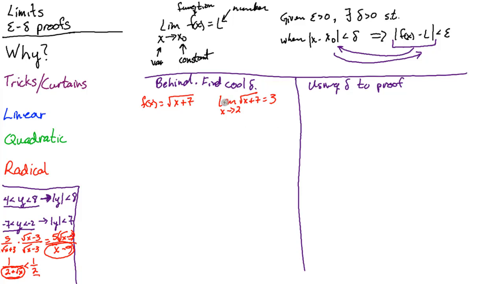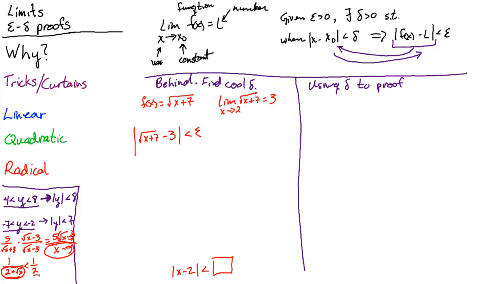So again, we're going to go behind the scenes. We know we're going to try to end up with square root of x plus 7 minus 3 is going to be less than some epsilon. And what we're trying to get down at the bottom is some x minus 2 is less than some cool delta that we're going to put up here at the beginning and start our proof with. So behind the scenes, we're like, how could you change that at all? Well, funny you should ask that.